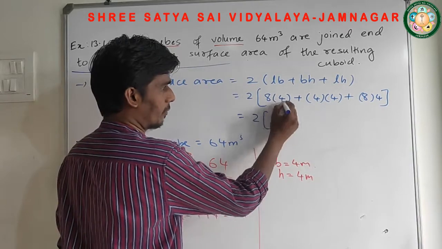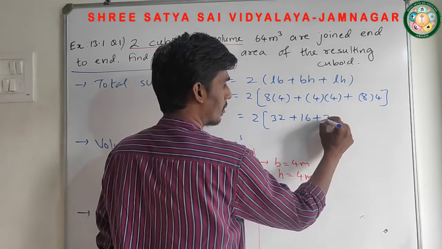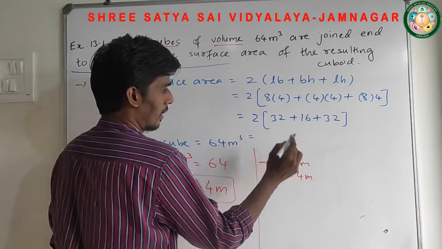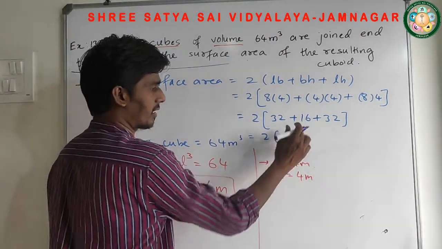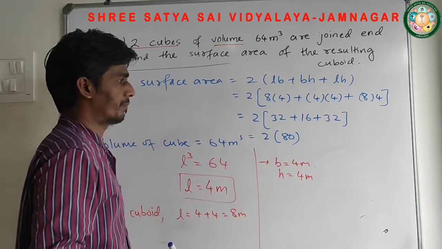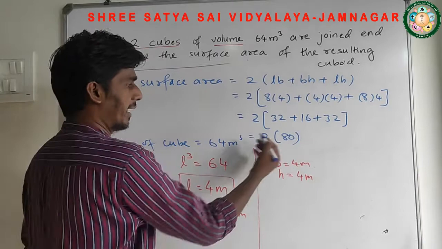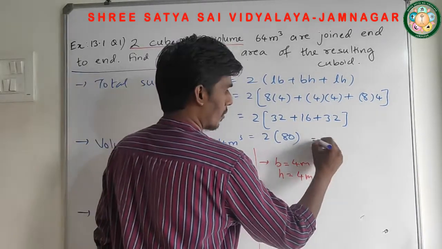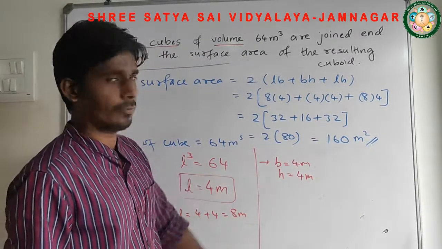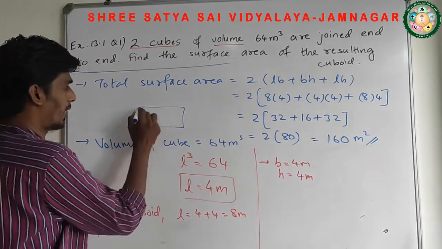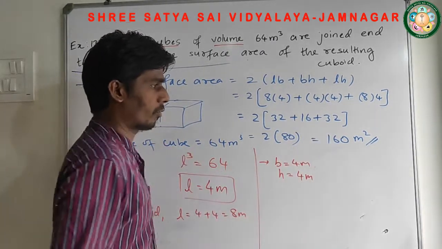Multiply this. 8 4s are 32. 4 4s are 16. 8 4s are 32. Now this 32 plus 32 is 64. 64 plus 16 is 80. 80 times 2 is 160 meter square. So this is the total surface area of that cuboid which was formed by combining two cubes. It's 160.